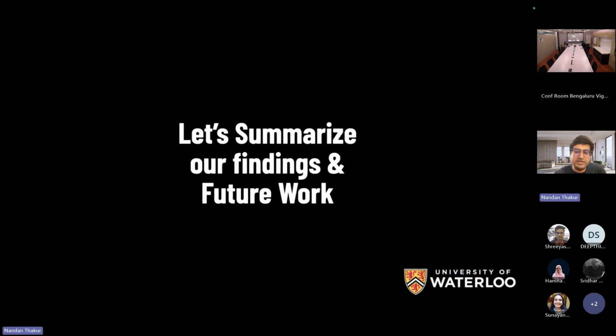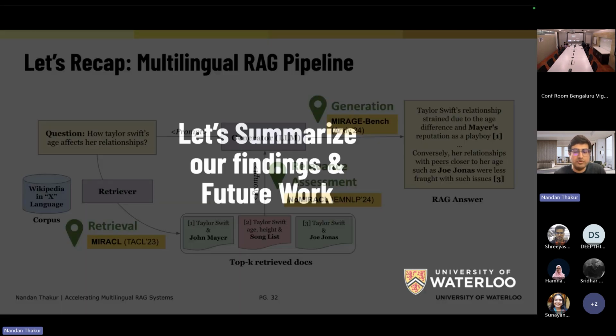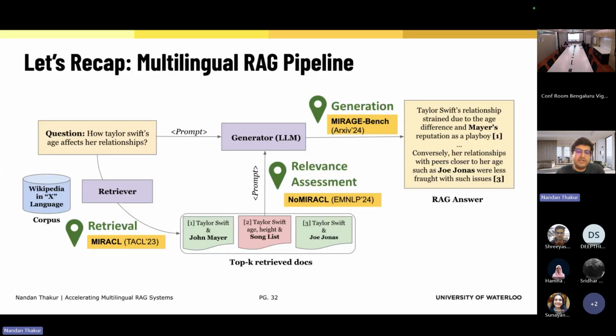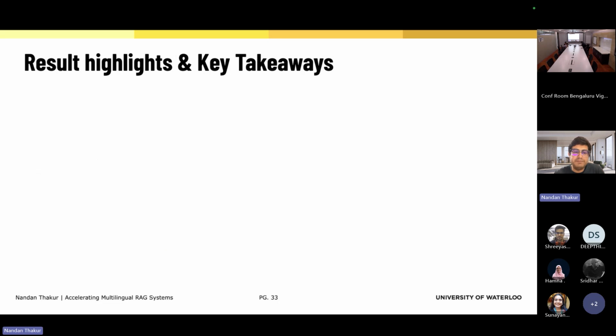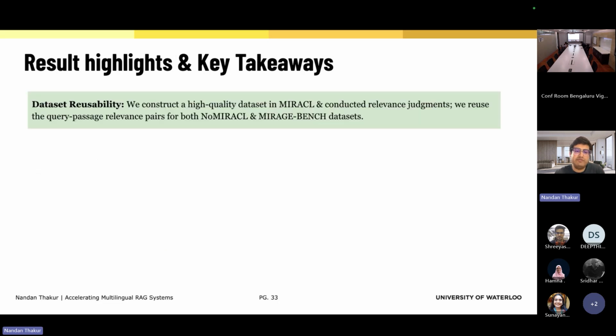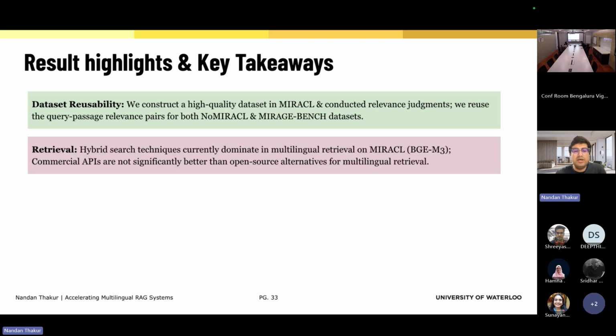Now let's summarize our findings and briefly talk about future work. Just to recap, we talked about 3 parts of the whole multilingual RAG pipeline. Retrieval was the first part, the second part was relevance assessment, and the third part went into generation. Some highlights and key takeaways. First is data reusability. We constructed a high quality dataset in MIRACL and reused it for both NoMIRACL and MIRAGE-Bench. This is what I found was a crucial point in our whole research.